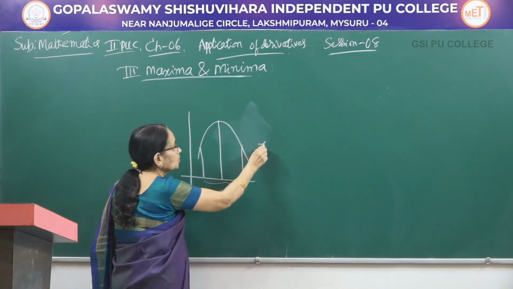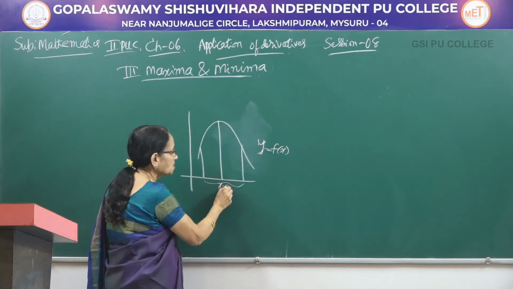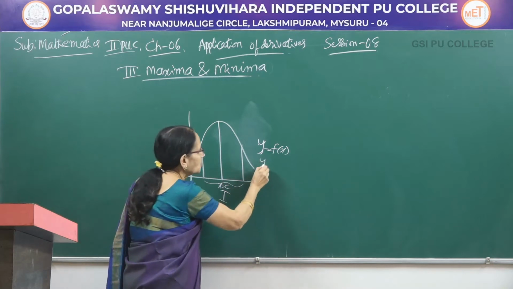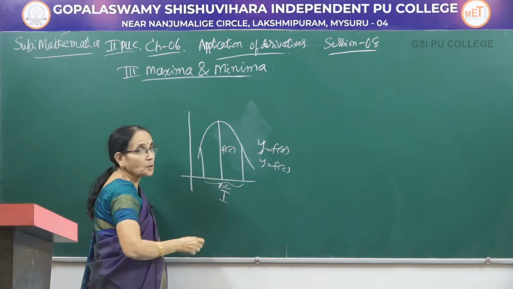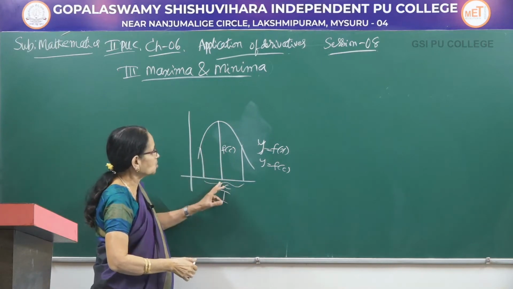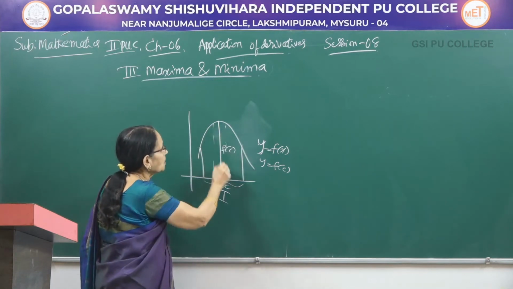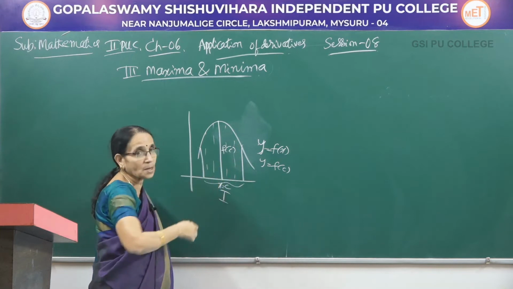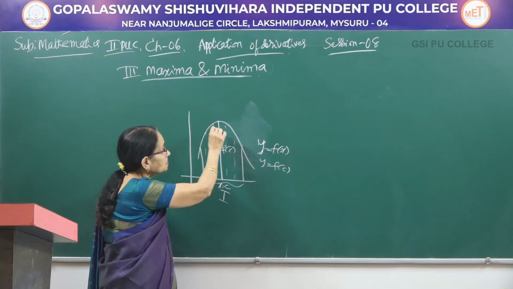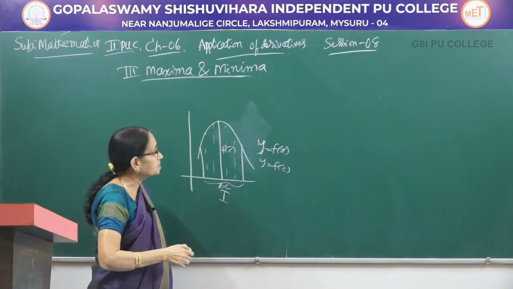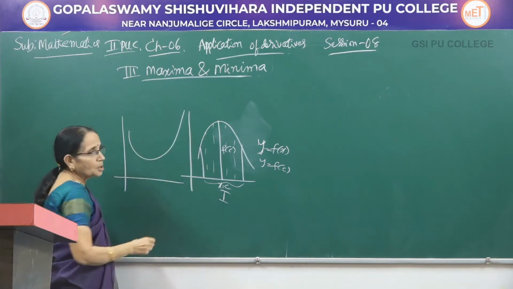suppose the function is y is equal to f x, you are considering y equal to f x. Suppose this point is c, let us take, then y would be equal to f of c, that is, this value is f of c, this point is x is equal to c. See, in this case, you observe that this value of f of c is greater than all the other values in the interval here. You take any x belonging to the interval, this value of f of c becomes the greatest value.